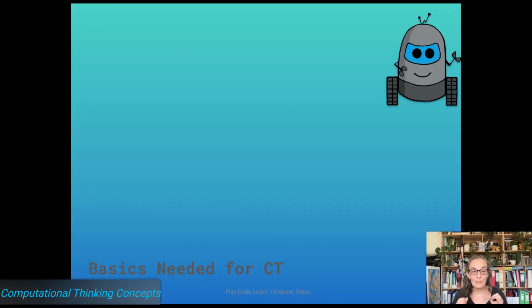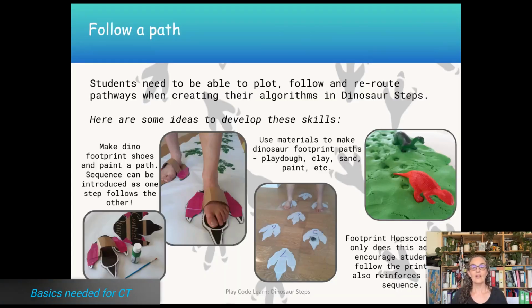So what are the absolute basics that the students need when they are just starting out in computational thinking? For them to be able to use the Dinosaur Steps kit and to create their own algorithms, we suggest that they have a background knowledge or prior knowledge in these key areas. The first one is the ability to follow a logical path. So they need to be able to plot a path, follow it, and reroute a pathway if there is an obstacle or a mistake. Once again, we have lots of different examples of how you can develop following a path. And these are all available in our teaching modules and in our resources online.